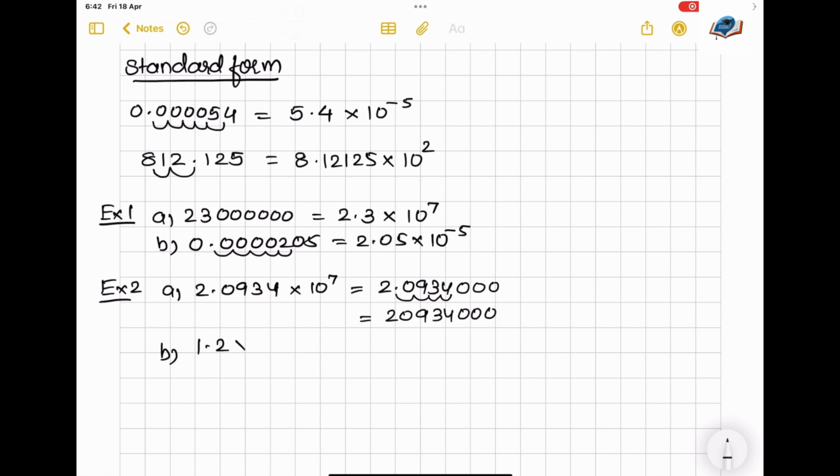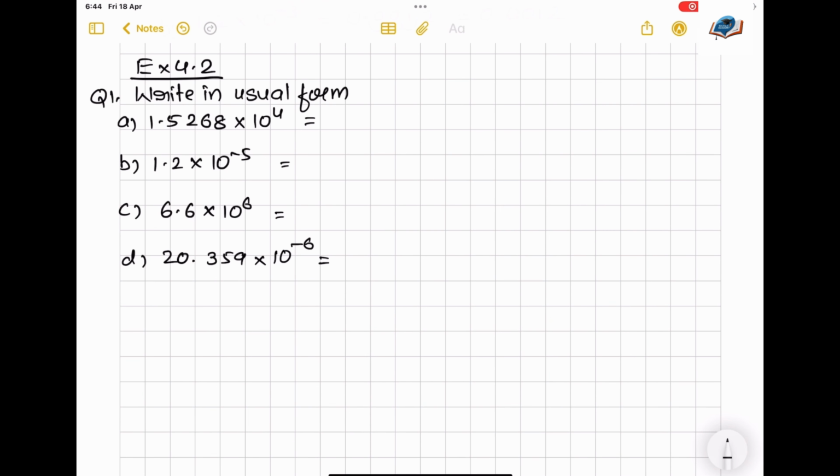Then B1 is 1.2 into 10 raised to minus 3. So minus means I have to take the point on the negative side. So 1.2 is already there. Now 3 places. So 1, 2 and 3. So point will be here. So my answer will be 0.0012.